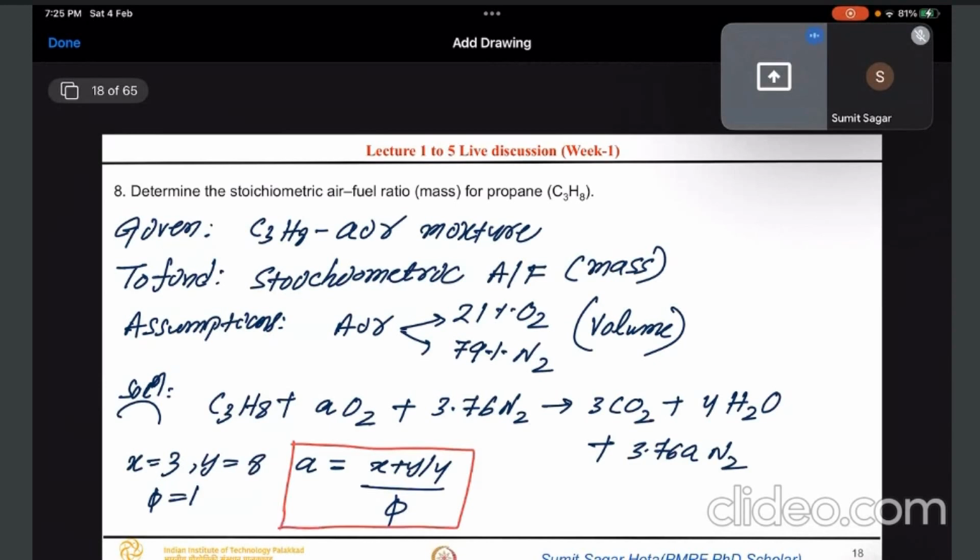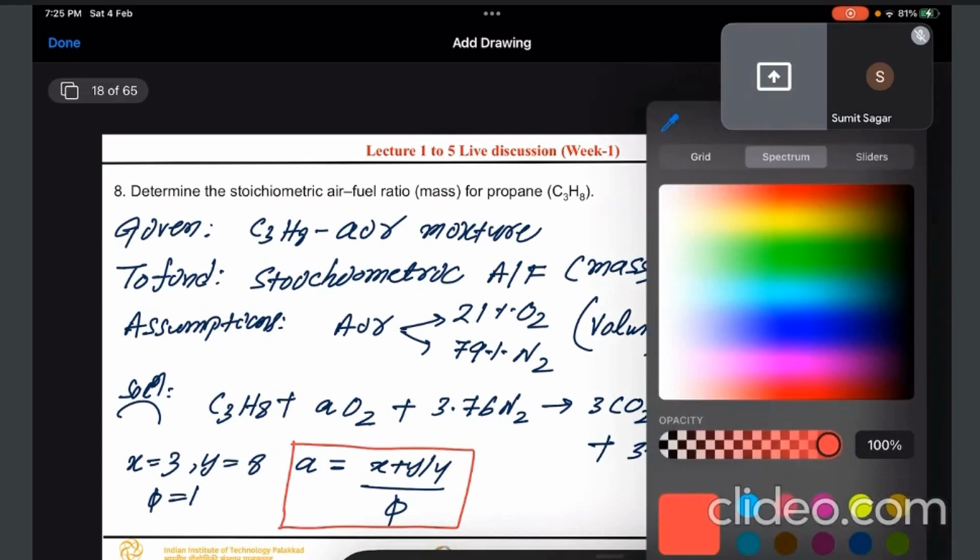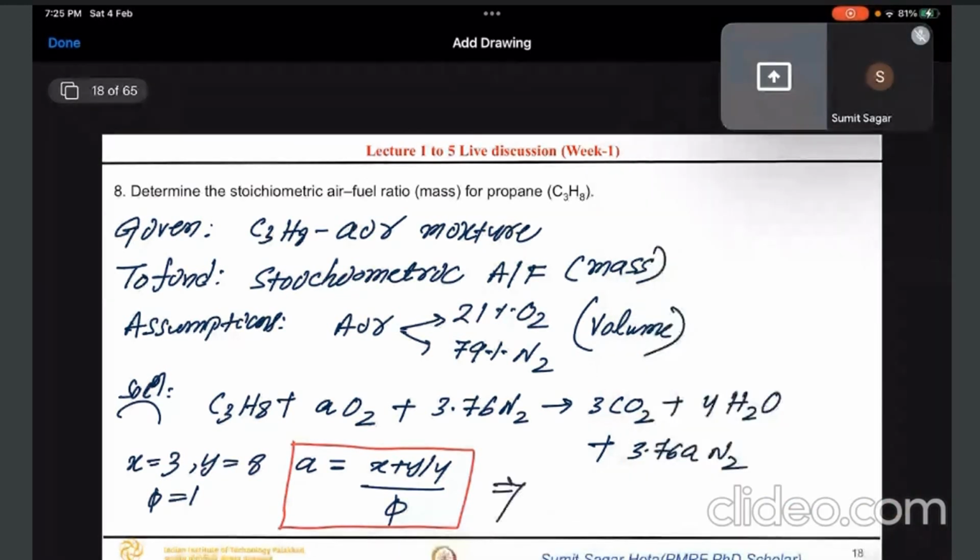In the books the formula is only a equal to x plus y by 4. This means that it is only for phi equal to 1. For example, for phi equal to 0.5, if somebody wants to find the a value, then this formula can very easily be used. Now the a value comes out to be 5.